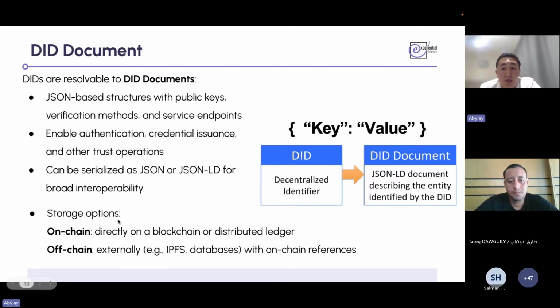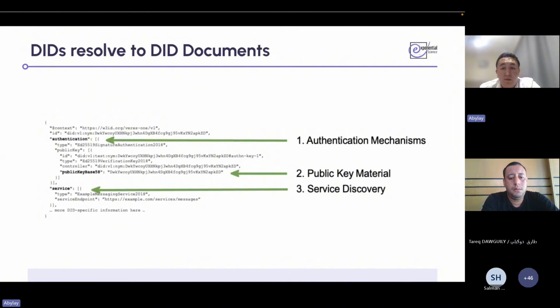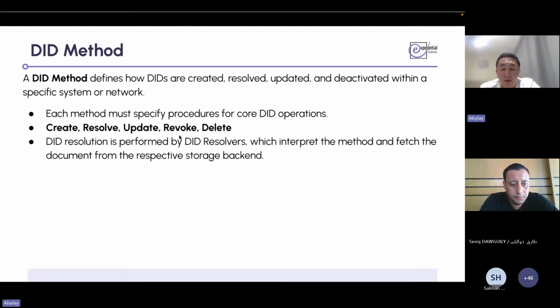As for the storage options, it depends on the design. You can store it on chain, directly on a blockchain or distributed ledger, or off chain, which is more recommended. You can store it in some database and just store the pointers on the ledger. It's just a JSON document with some authentication mechanisms, public key material, and service discovery. It looks like this, for example.